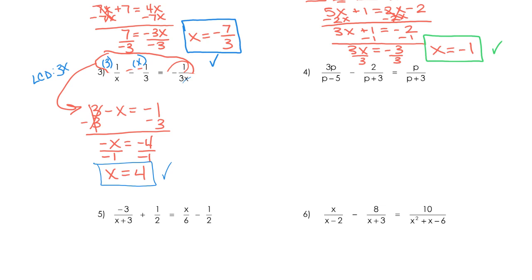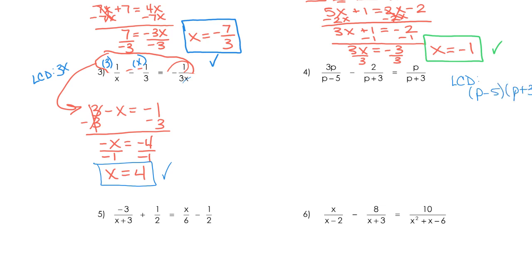Okay, so I see p minus 5s and p plus 3s. And there is no way to turn a p minus 5 into a p plus 3, so I think our LCD is going to have to be p plus 3 and p minus 5. So our LCD will be both p minus 5 and p plus 3.